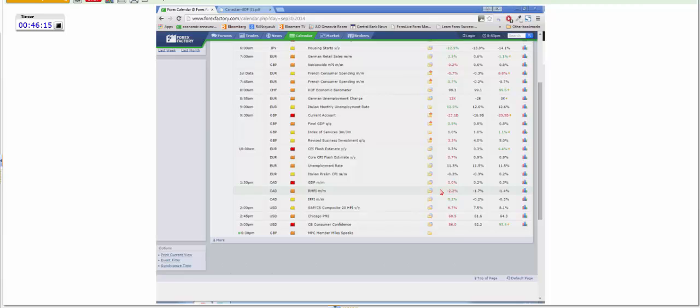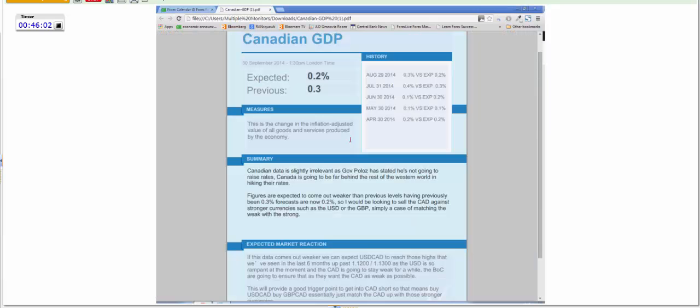Here we go. So let's look at the Canadian data today. We had Canadian GDP. It was expected to come out 0.2 versus 0.3. So expected to come out weaker. But what's the backstory? Well, this is just a report that I do. This is just a trade report that I do for every session, basically, which you should be able to see in a moment. Not sure if it's working here.